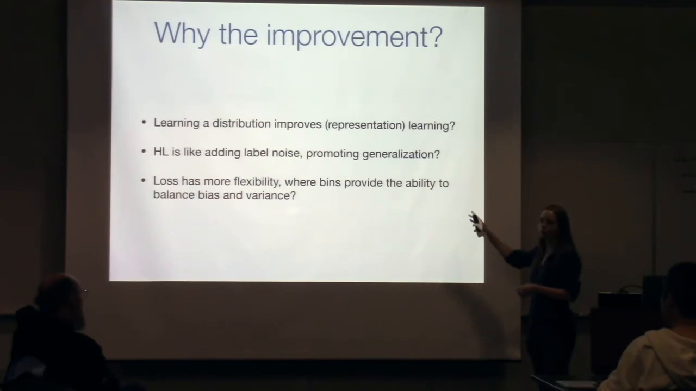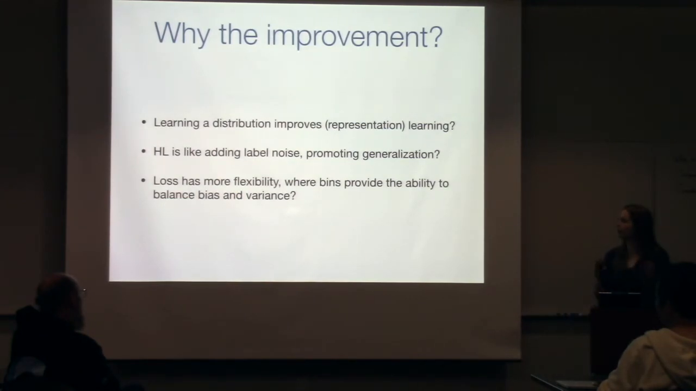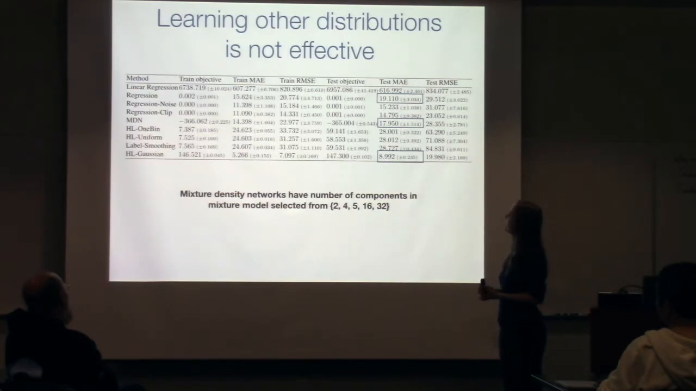And the other thing is, of course, we had this loss where we got to tune a bunch of knobs. Like we have all these bins, we have variances. So maybe this is giving us a chance to balance the bias-variance trade-off. Okay, I'm going to step through these and say how none of them seem to be the effect. So learning other distributions does not seem to be effective.